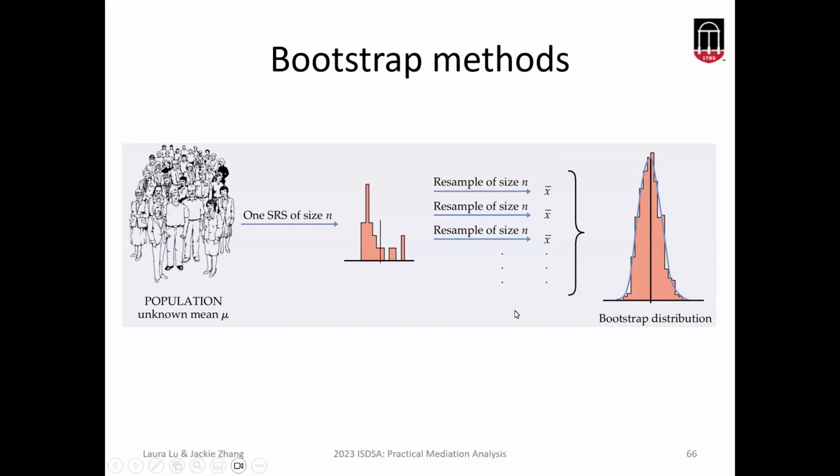We have a lot of resampled small populations, and for each one we have one statistic, and finally we create the bootstrap distribution of that statistic. So we treat this sample as our population. Every time we draw the sample from this observed variable.